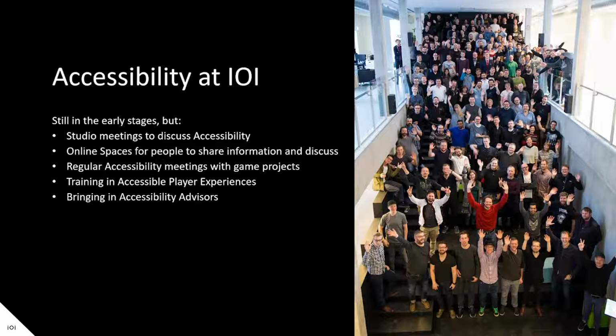And we're still in the early stages, but we're looking at having monthly studio meetings to discuss accessibility and what we can be doing. We've set up some online spaces for people to share information, talk about other games and evaluate what's going on. We've got regular accessibility meetings with the game projects where we can discuss what they're doing with accessibility and how we can make the designs more accessible, and try to be involved earlier on.